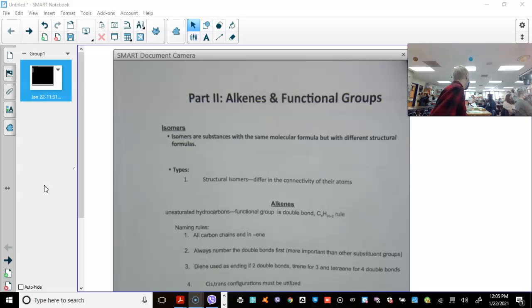You have a cycloalkane with connections to alkanes. Yes. And then which one do you do first? The cyclo or the alkane? You do the longest chain.